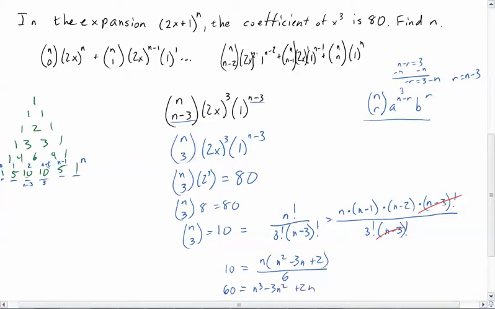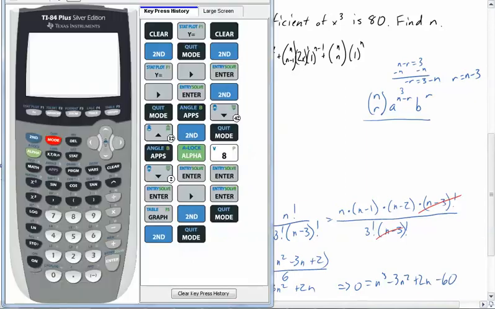Now, if this is a calculator, obviously I can just plug it in at some point. At this point I've got numbers, so I can just put it in and find out when it's equal to 0. For example, I could just subtract the 10 here, and then put it into my calculator. Probably the easiest thing to do would be to subtract the 60, and then have 0 equals n cubed minus 3n squared plus 2n minus 60. And now we're just going to plug that into the calculator.